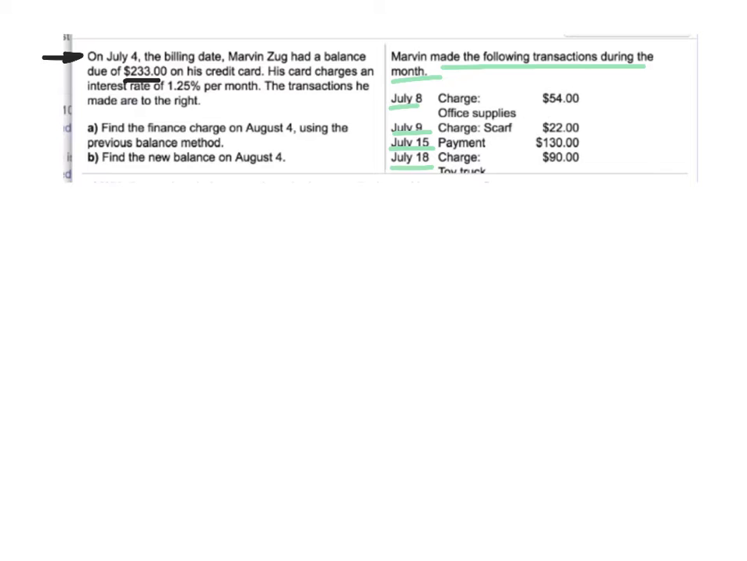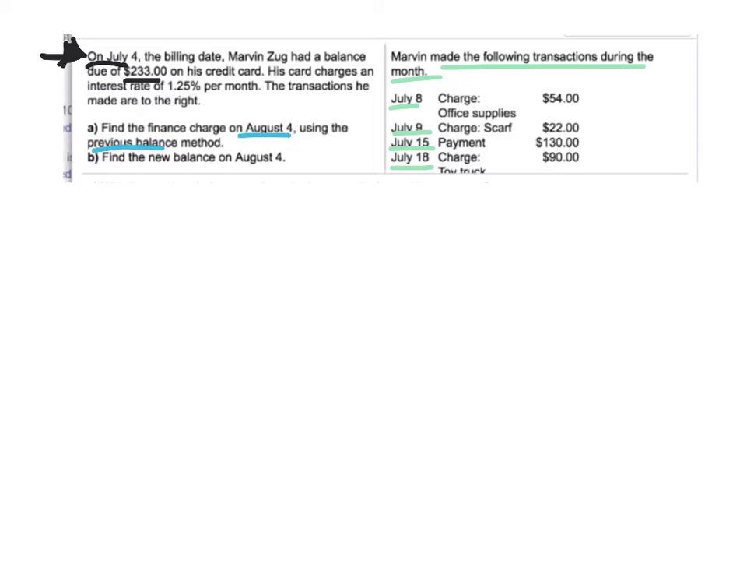So these are all things that happened after that July 4th billing date that we have over here on the left-hand side. So the first thing that we need to do is find the finance charge on August the 4th. Notice here it says on August the 4th. So that's a month later after that July the 4th billing date. And it says to do it by using the previous balance method.